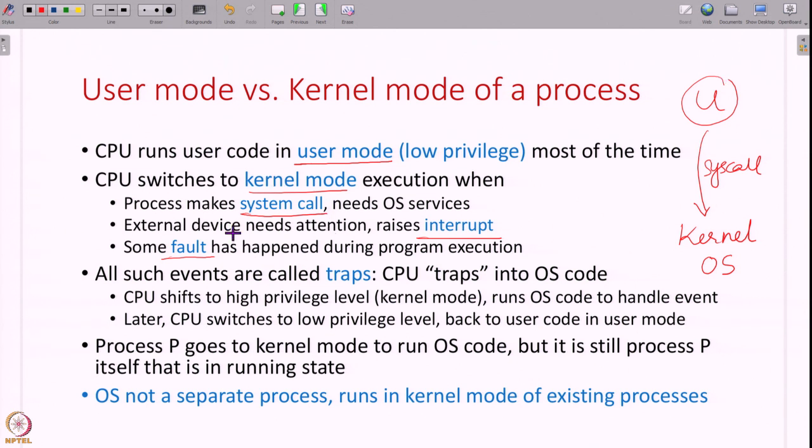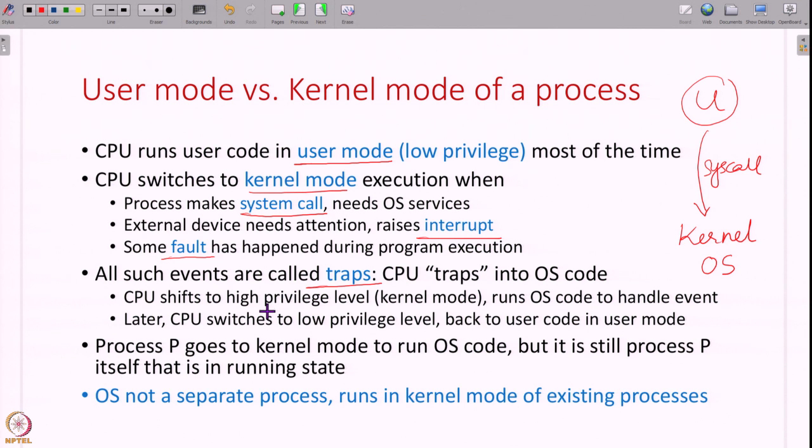So, all such events, system calls, interrupts, program faults, all of these, the generic term for them is traps. That is, when any of these events happens, the CPU will stop running user code and trap into the operating system or the kernel code, right? It traps into the OS code. That is why these are called traps.